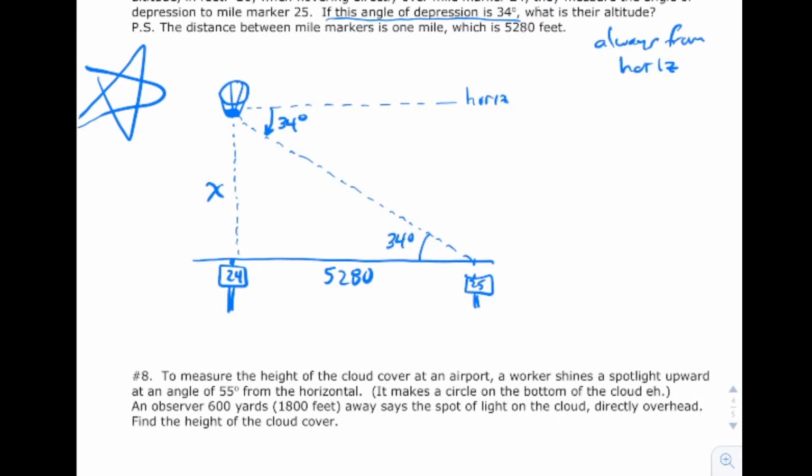By the way, if you wanted to be a rebel, you could also figure out this angle. That's a 90, so if that's 34, take away 34 from 90, which is 56 degrees. And then you could use this angle instead. The way you set up your equation will be different, but you'll get the same answer in the end. But I'm not going to do that. I'm going to stick with my 34 down here.